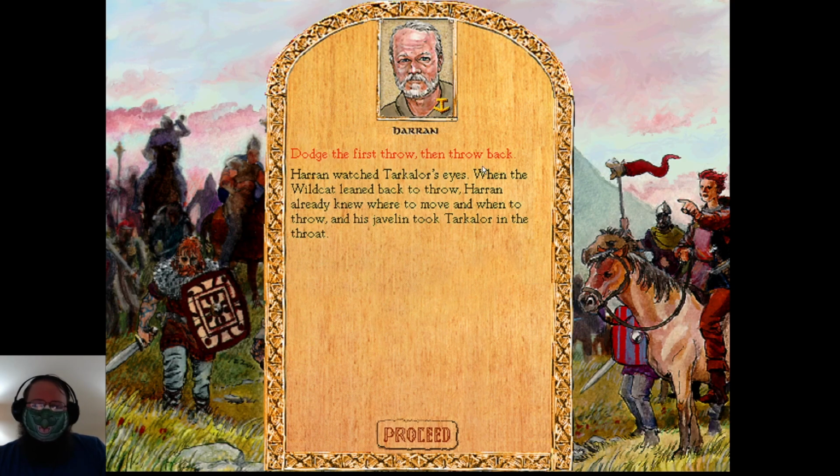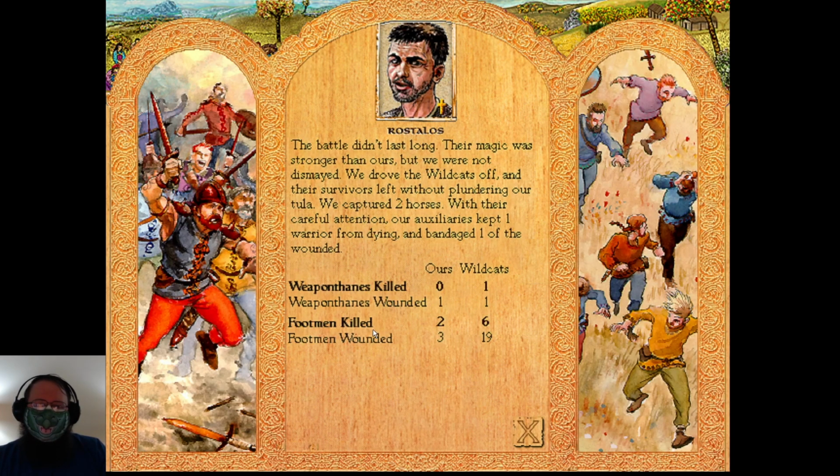Haran watches Tarkalar's eyes. When the Wildcat leaned back to throw, Haran already knew where to move and when to throw, and his javelin took Tarkalar in the throat. Ooh, that's good. The battle didn't last long. Their magic was stronger than ours, but we were not dismayed. We drove the Wildcats off.